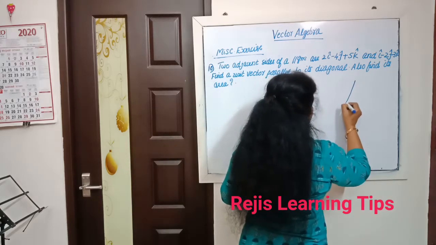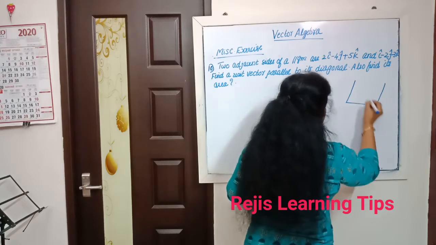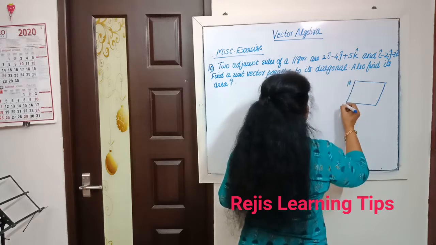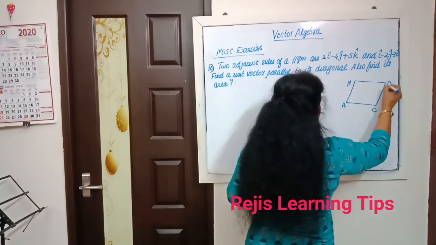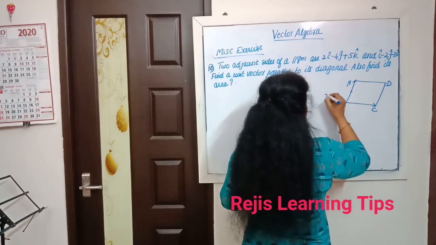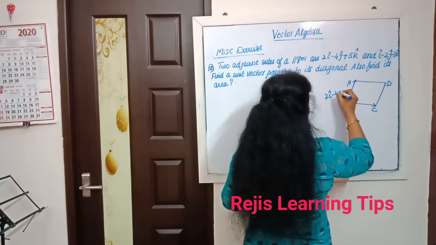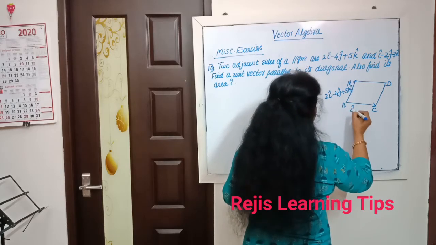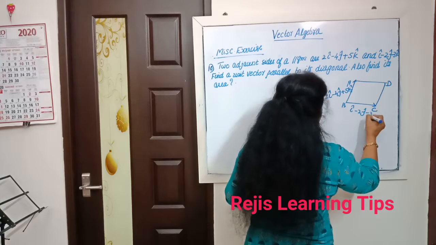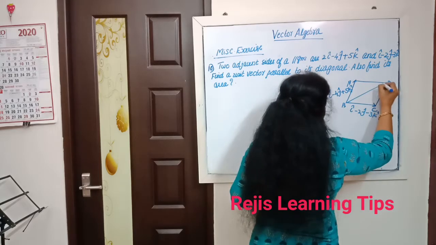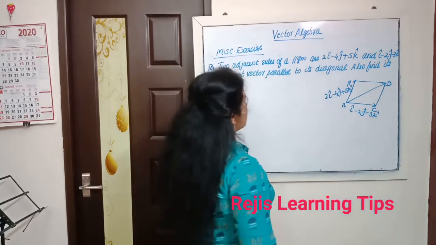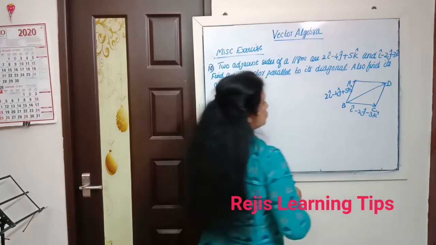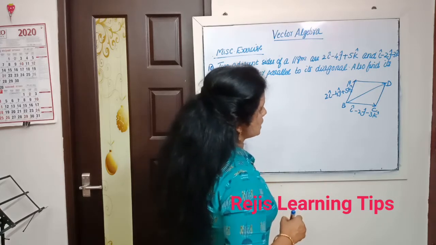Then, parallelogram ABCD. The sides are 2i cap minus 4j cap plus 5k cap, then i cap minus 2j cap minus 3k cap. Find a unit vector parallel to its diagonal. We have to find the diagonal. How can we find the diagonal of this parallelogram?